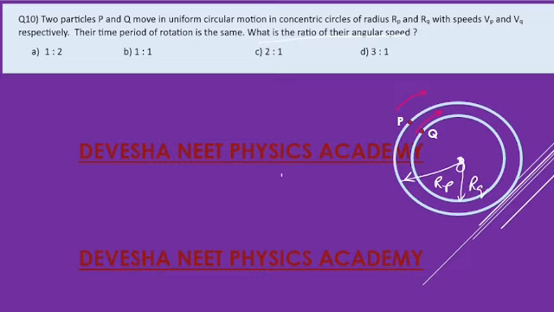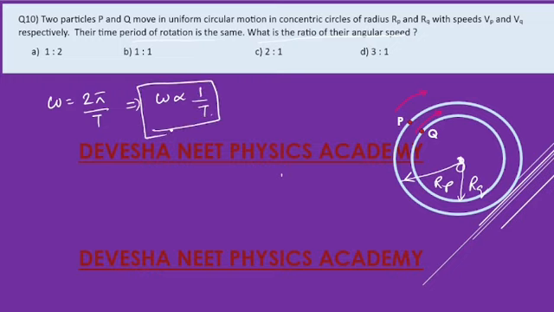Okay, with speeds of VP and VQ respectively. The time period of rotation is the same, so we know the time period. The time period is given to be the same here, and we need to find the angular speed. Now, if you remember the formula we had given in the concept, it told that omega is equal to 2 pi by T. So omega is actually just inversely proportional to T. I think we need to remember this.